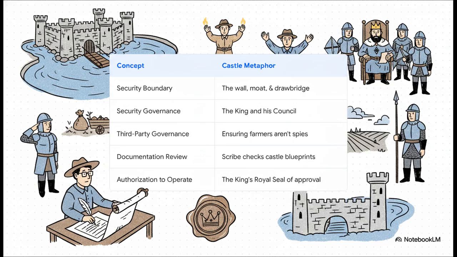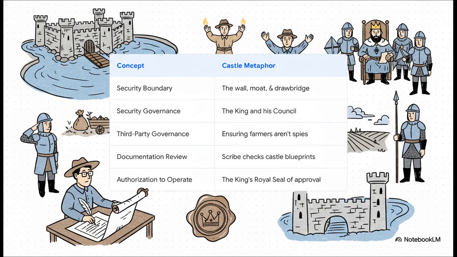Okay, so your security boundary, that's the castle wall, the moat, the drawbridge, the obvious defenses. Now security governance, that's the king and his council. They're the ones deciding the high-level policy, like how many archers they need to hire. What about third-party governance? Well, that's the king making sure the local farmers who bring in the food are actually loyal allies and not spies for the enemy.